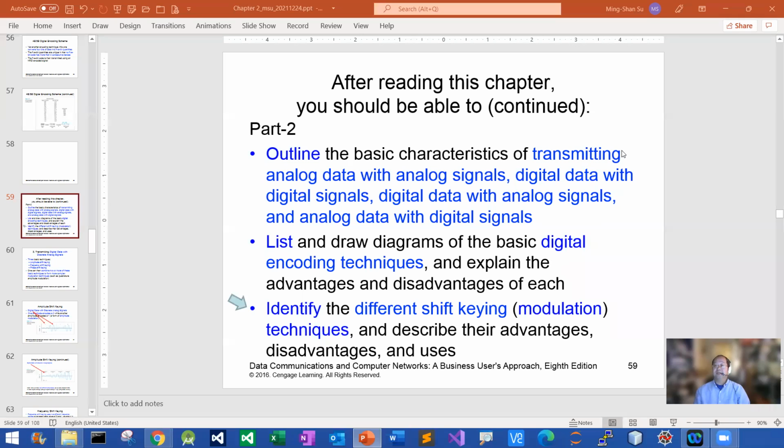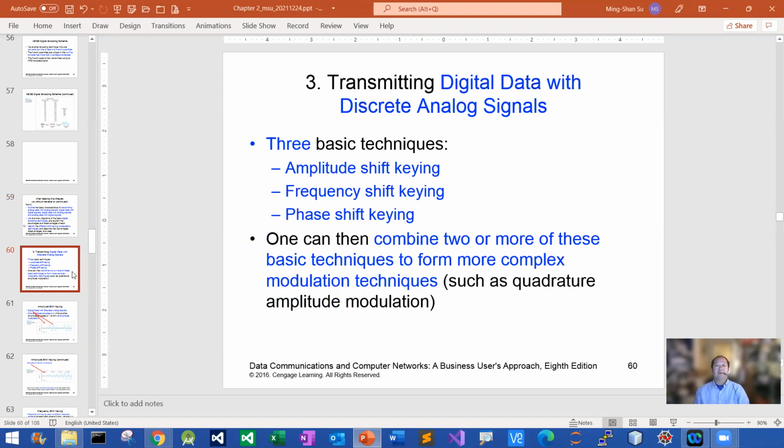Good day, everyone. In this video, we are going to talk about the different shift keying or modulation techniques and describe their advantages, disadvantages, and uses.